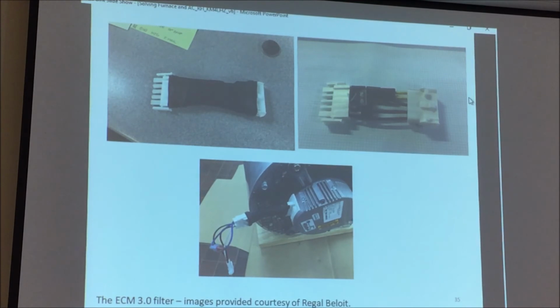Here's a picture of it up on the left with the shrink wrap, on the right with the shrink wrap off, and on the bottom, which shows how nicely it plugs into the plug on the ECM3 motor.